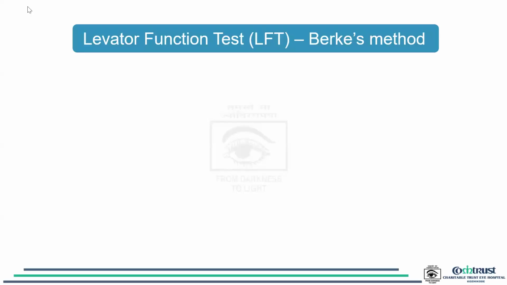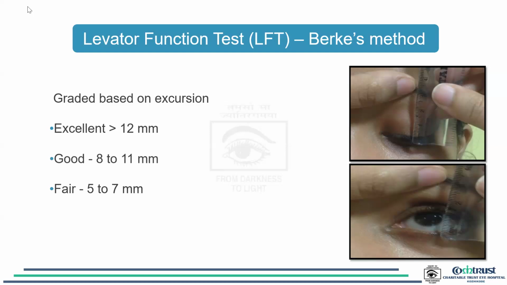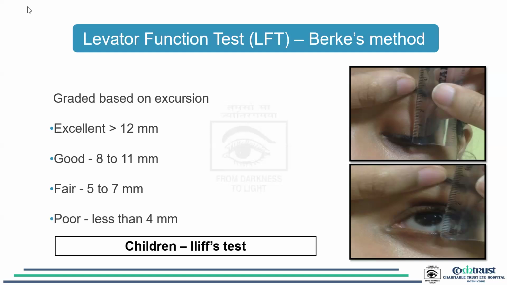And the most important part is the levator function test measurement, which is done with the help of a simple ruler, where the patient is asked to look down completely after negating frontalis action and look up completely. And the distance through which the upper lid has traversed will give you the measurement of the levator function test, which is excellent if it is more than 12 millimeters, good if it is 8 to 11 millimeters, fair if it is 5 to 7 millimeters, and poor if it is less than 4 millimeters.